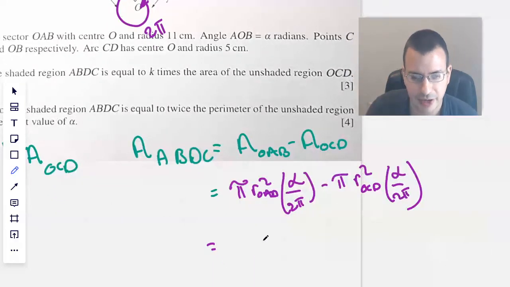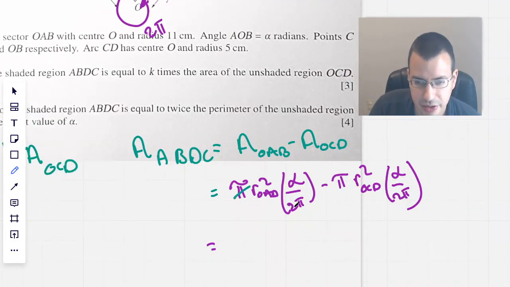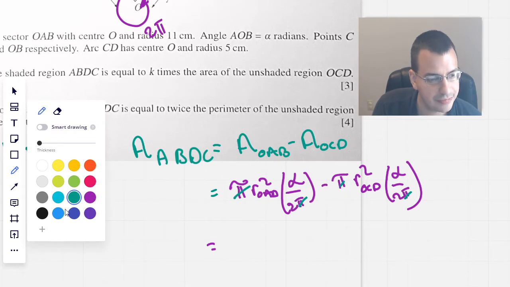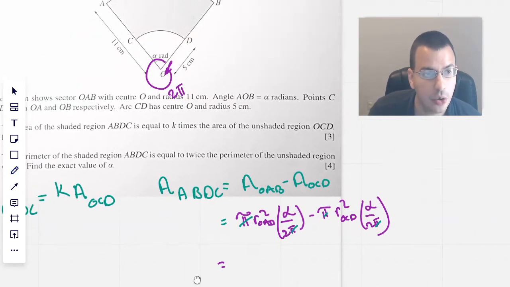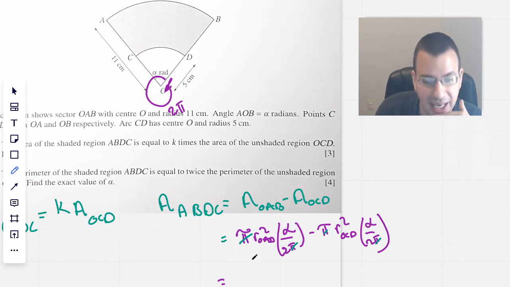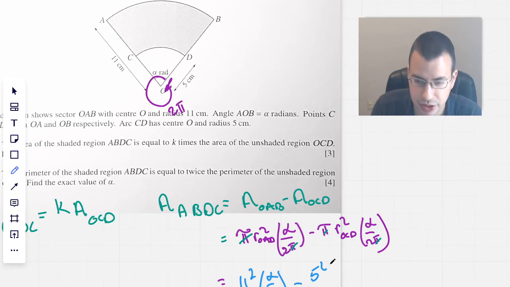Simplifying these a little bit, we can get rid of some of the pi's. I know it's always tragic to lose pi, but we'll struggle on. We know the radii. The radius of OAB is 11. So we have 11 squared times alpha over 2 minus 5 squared times alpha over 2.